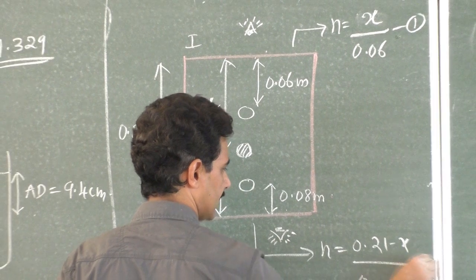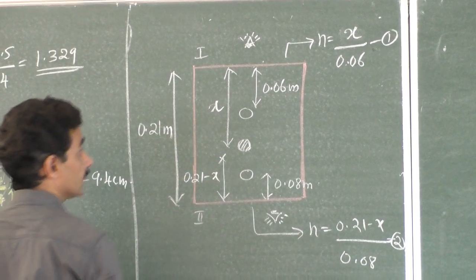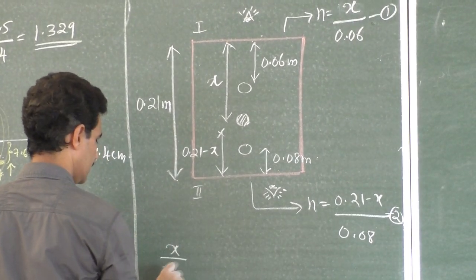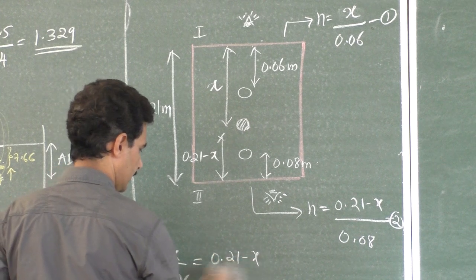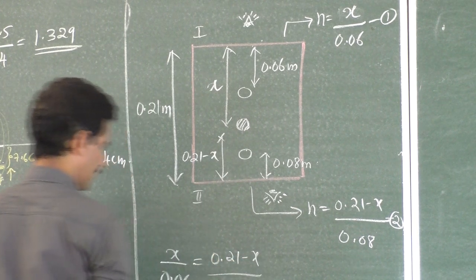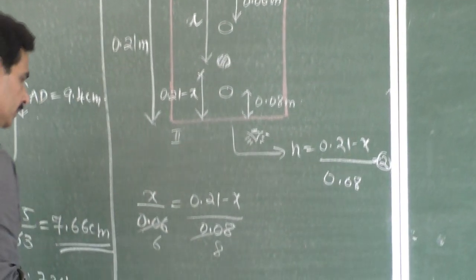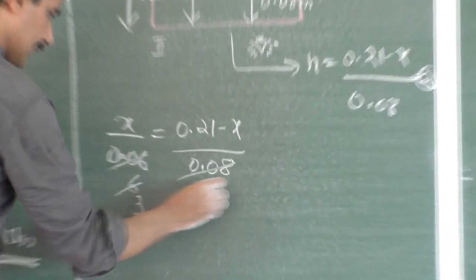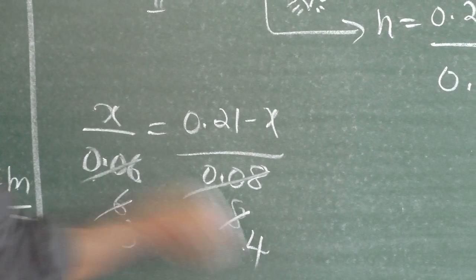Now the left hand sides are the same for these two equations, so why can't the right hand sides be? So X by 0.06 is equal to 0.1 minus X by 0.08. I can take it as 6 and 8 because 0.01 is common in both, that I can cancel. 2 3s are, 2 4s are. 4X is equal to, what is here?